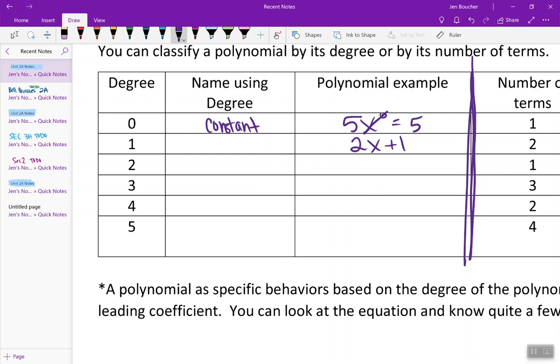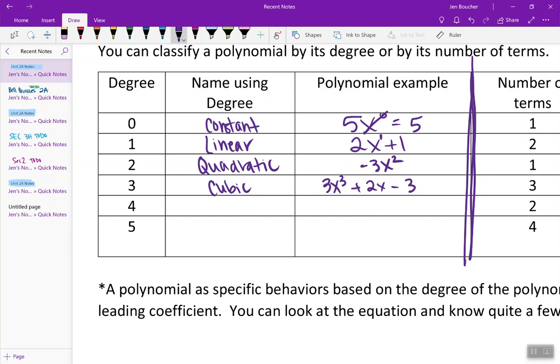If it's a degree 1, so 2x to the first power would be a degree 1, that's called linear. If it's a squared, what's that called? It's like the topic of secondary 2. Quadratic, very good. If it's a 3rd degree, that's called a cubic or a cube.